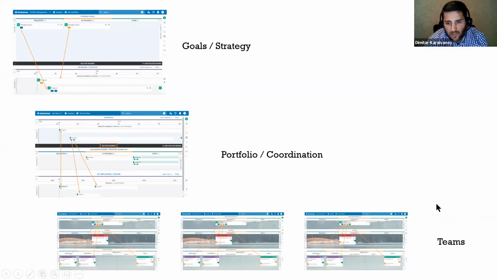But it looks like this. So we have the teams right here, as I showed you, then we have the portfolios, then we have the strategic, and then we can scale up as much as we want.